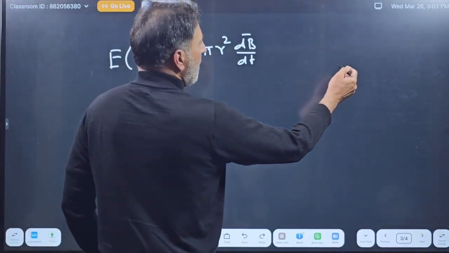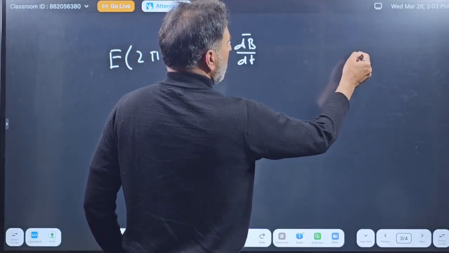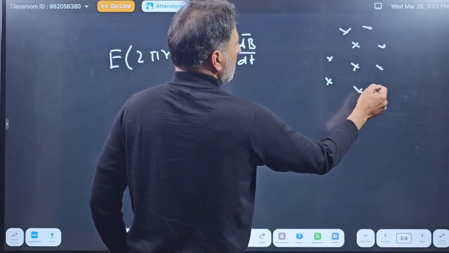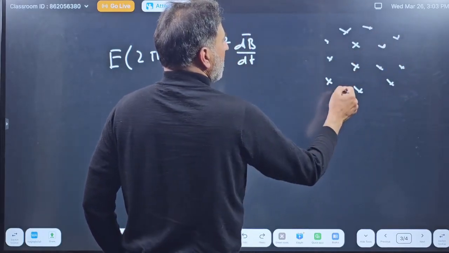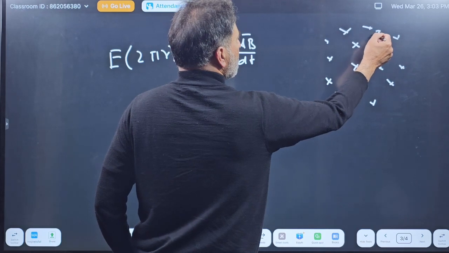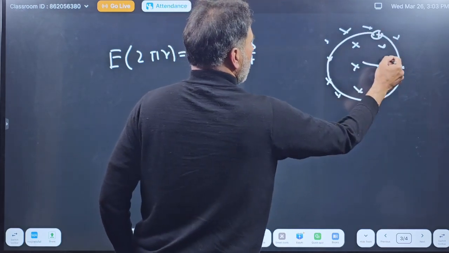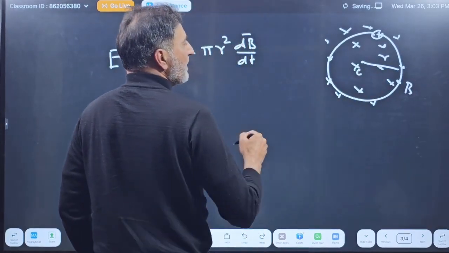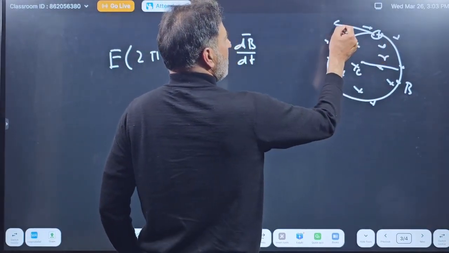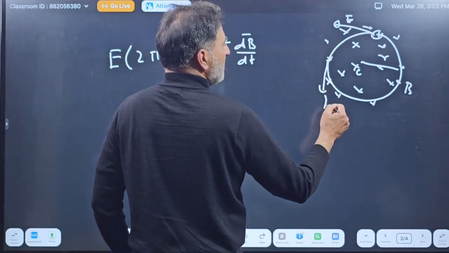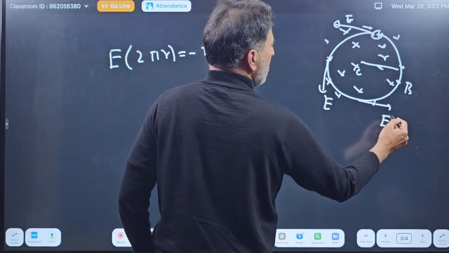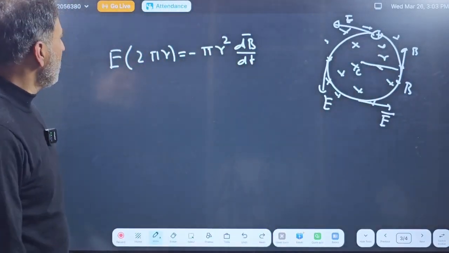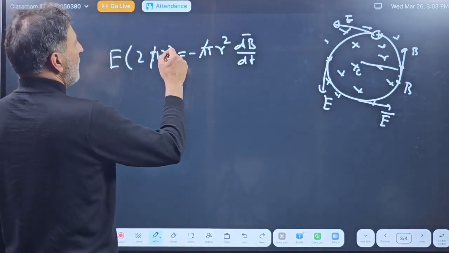Again, I will make the diagram here. This is the magnetic field. And this is the charge moves in a circle here. This is the radius r. Magnetic field here is B, and this is the center C, and here it is the electric field, tangential electric field on the circle, and this electric field is produced by the changing magnetic field inside the circle.